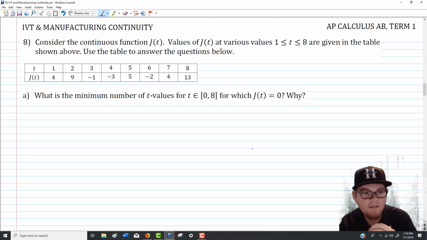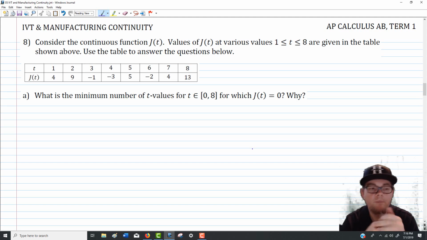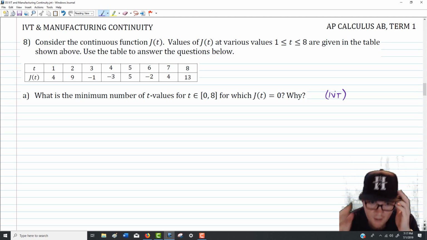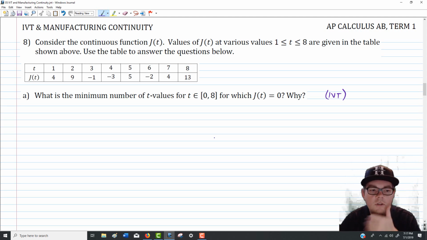So, question 8A says, what is the minimum number of t values for t between 0 and 8 for which j of t equals 0? So, a couple things here. We're on an assignment focused on manufacturing and the intermediate value theorem. My thought is, right now, I want to use the intermediate value theorem, because we're talking about y values, and we want to look for some sort of thing that will be between this. I'm not going to be as formal as I was earlier, because this is asking us slightly different questions. It's not asking us to prove or verify anything, it's just asking us what is the smallest number of t values where j of t is 0.